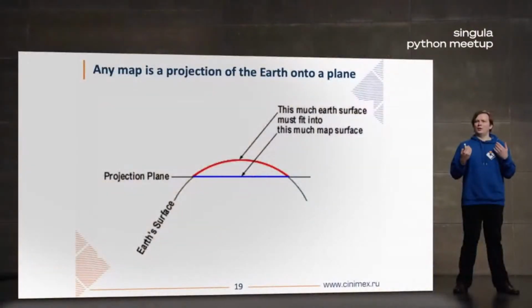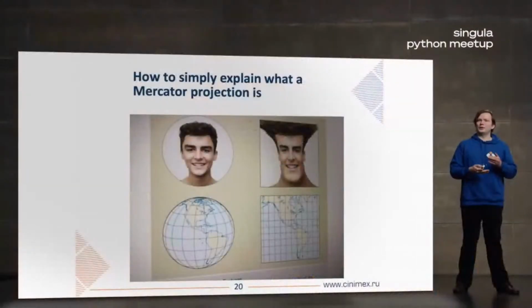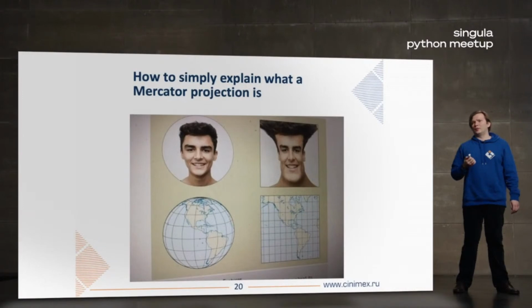You have to know every time you use Euclidean distances on your geodata that every map is a projection of the Earth's surface on a plane, and it gives different types of distortions. For example, you can see the Mercator projection. It gives pretty serious distortions at the poles. For example, you can see a face of a person which is distorted in the same way as the Earth in the Mercator projection.